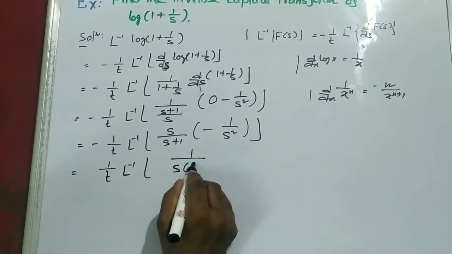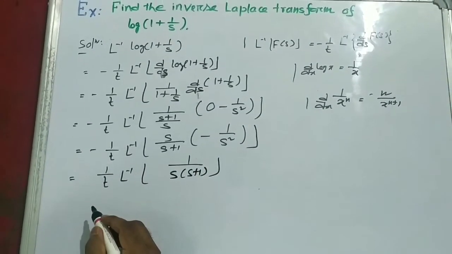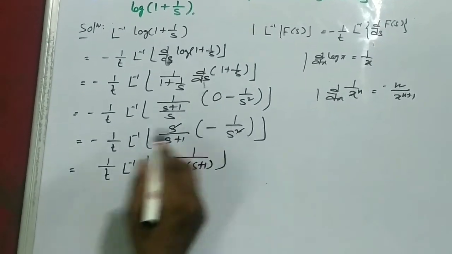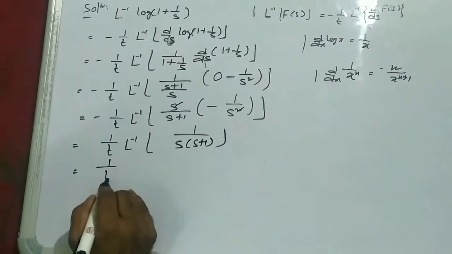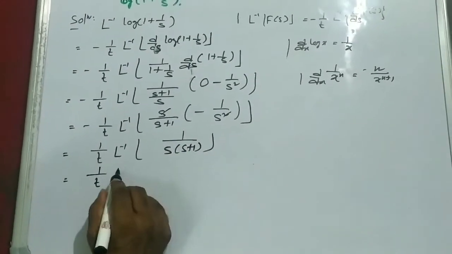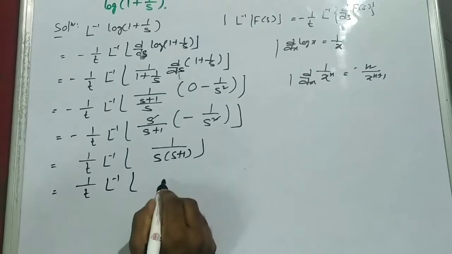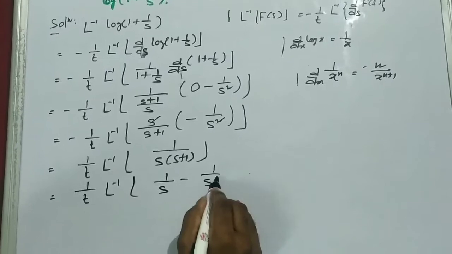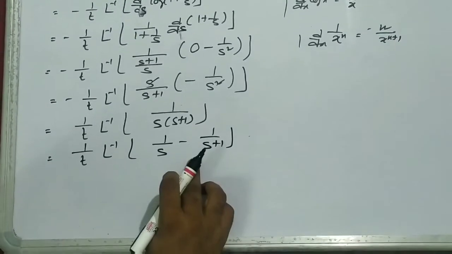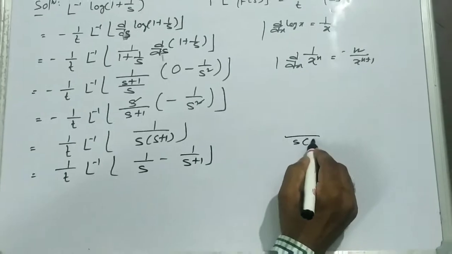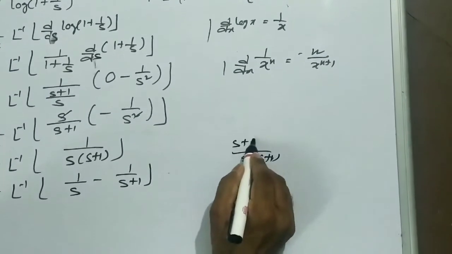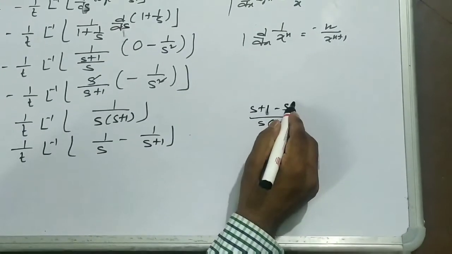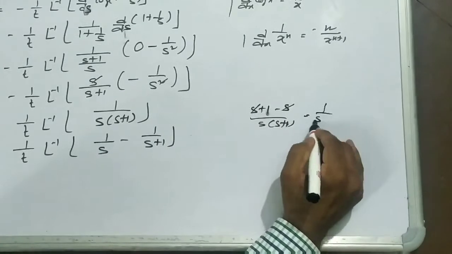Now this minus cancels, one s cancels, 1 by t L inverse 1 by s(s + 1). If we calculate, we get this one. This cancels, s plus 1, minus, plus. Now this numerator is constant. We express it in partial fractions. This we can directly write as 1 by s minus 1 by s plus 1. If we calculate, we get s plus 1 minus s cancels, we get 1 by s(s + 1).